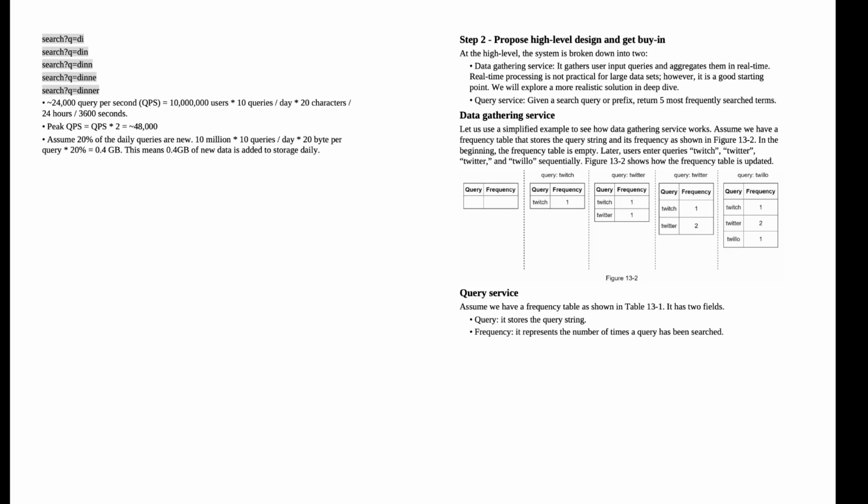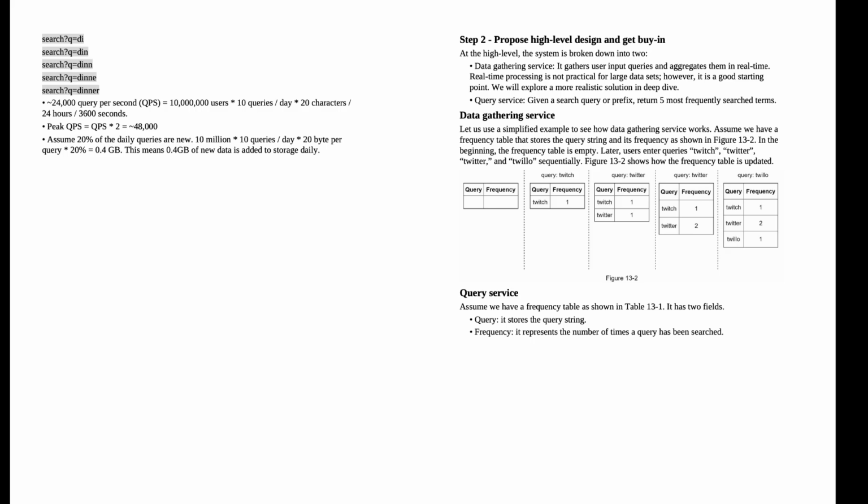This is different from the other questions. If in your search query only you are gathering the data, then you are writing that as well. For this query the frequency will be increased by 1, and you are giving the response for the search as well. So both things are happening together, the data gathering part as well as the search part. It's not two separate APIs here.